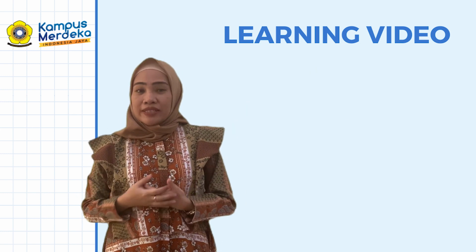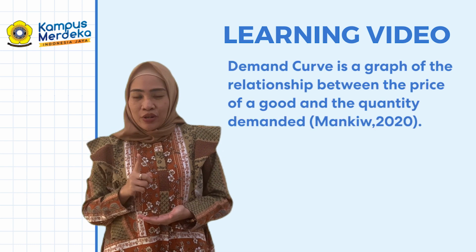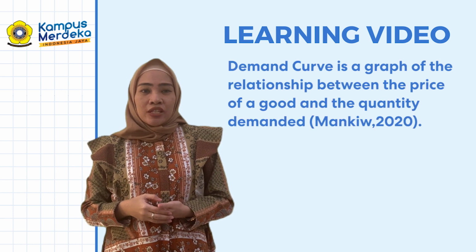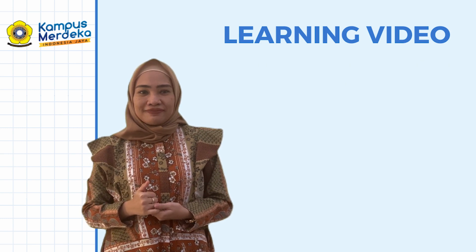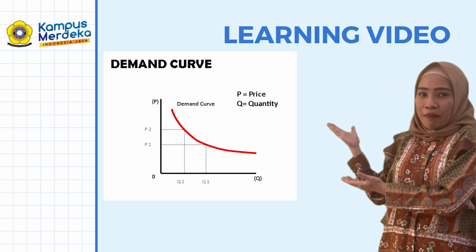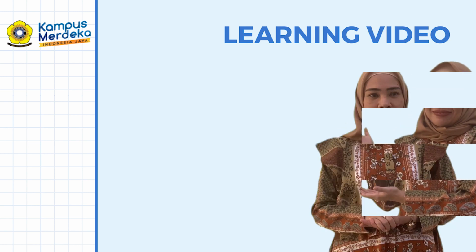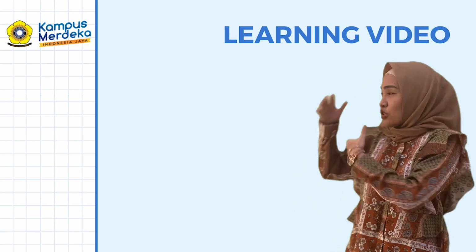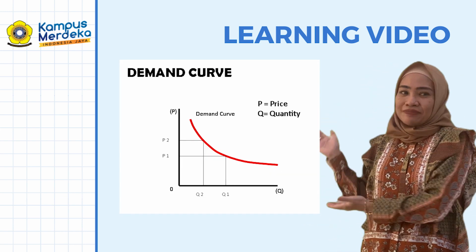When we talk about demand, we also talk about the demand curve. Demand curve is a graph of the relationship between the price of a good and the quantity demanded. This is the example figure of demand curve. The demand curve has downward sloping line as it relates to the law of demand.